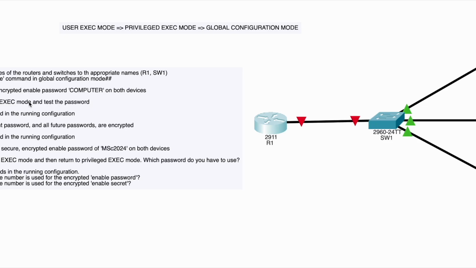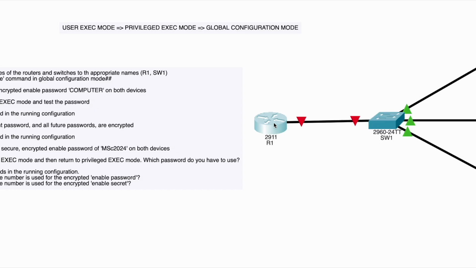Unencrypted password and also encrypt the password. I believe we can do from 1 to 6 now, right? Is that correct? Good. Now, number 7 says we should configure a more secure encrypted enable password of MSC 2024 on both devices. They are referring to which devices? This and this, these two devices, router and switch. So let's set the secure password, and the value of that password is this.